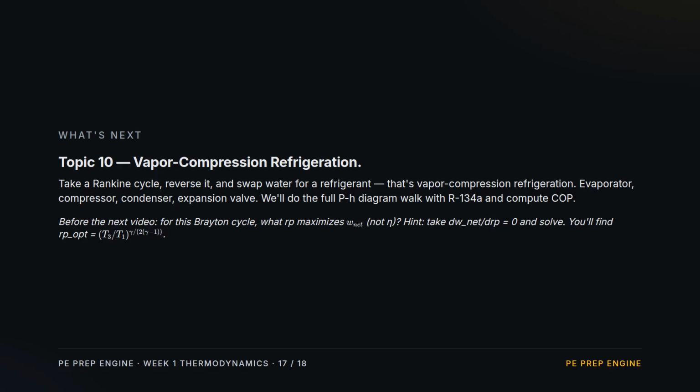Before then, a question. With T1 and T3 fixed, what pressure ratio maximizes net work, not efficiency? Set the derivative of net work over pressure ratio to 0. The optimum is the temperature ratio to the power gamma over 2 times gamma minus 1.